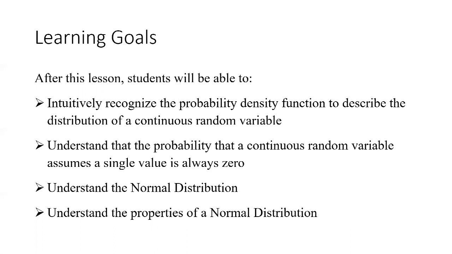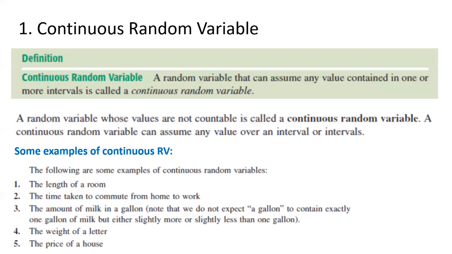Okay, so today we're going to start to learn continuous random variables, and make an introduction of the common continuous random variable, which is normal distribution. So first of all, let's go over what continuous random variables are. A random variable that can assume any value contained in one or more intervals is called a continuous random variable.